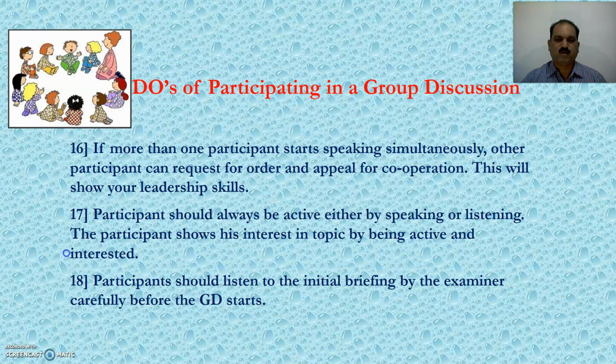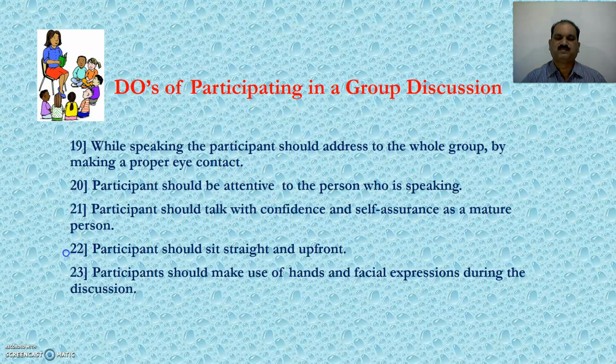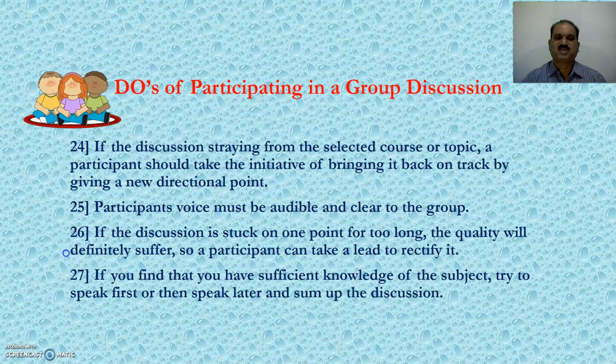Participants should always be active, either by speaking or listening. The participant shows his interest in the topic by being active and interested. Participants should listen to the initial briefing by the examiner carefully before the GD starts. While speaking, the participant should address the whole group by making proper eye contact. Participants should be attentive to the person who is speaking. Participants should talk with confidence and self-assurance as a mature person. Participants should sit straight and upfront. Participants should make use of hands and facial expressions during the discussion.